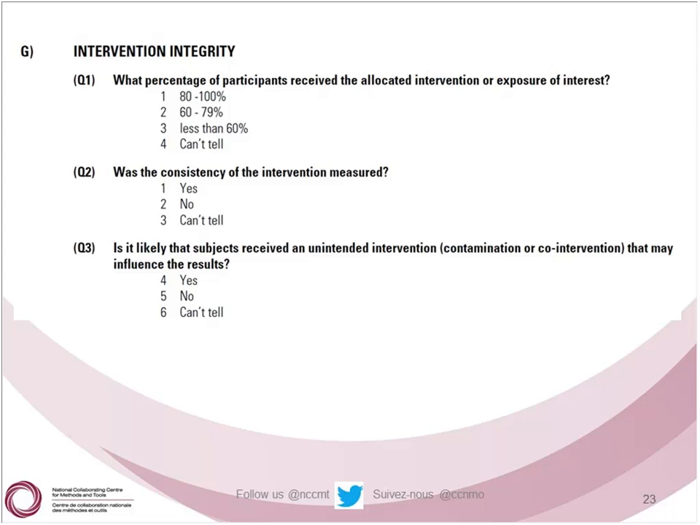And the final question here is: is it likely that subjects received an unintended intervention? We call that contamination or co-intervention, which may influence the results. So is there something else that could have happened? Was there another intervention going on more broadly that folks could have received information from? Is it likely that folks in the two groups interacted with each other, and therefore those in the intervention group may have shared information with the control group? Those are the kinds of things we want to assess here.